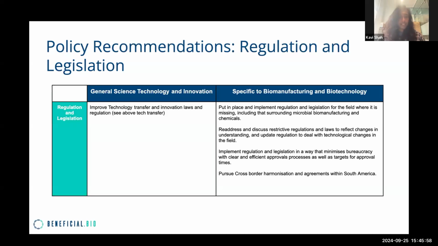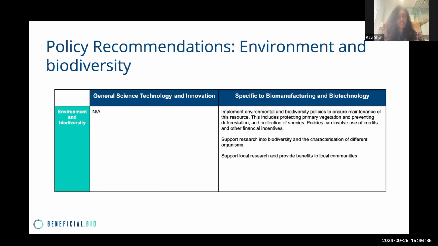And then regulation and legislation. Here, specific to biomanufacturing, there are certain restrictive regulations and also other areas where there's a lack of regulation. For example, microbial manufacturing and chemicals in some regions have lacking regulation. And implementing regulation in a way that minimizes bureaucracy with clear and efficient protocols is really important. And pursuing cross-border harmonization could support trade.